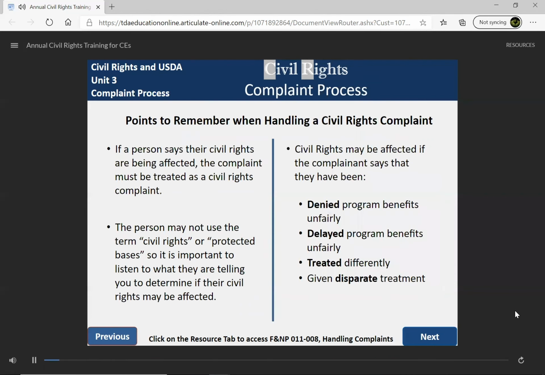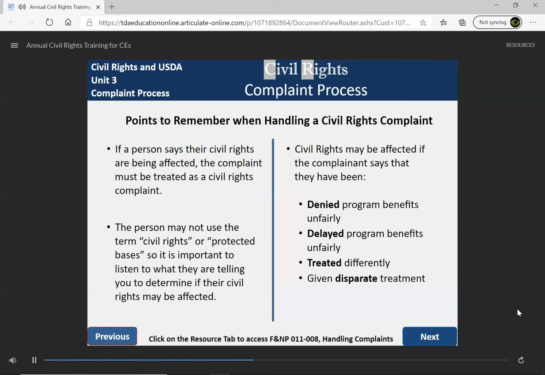Here are some points to remember when handling a civil rights complaint. If a person says their civil rights are being affected, the complaint must be treated as a civil rights complaint. The person may not use the term civil rights or protected bases, so it is important to listen to what they are telling you to determine if their civil rights may be affected.